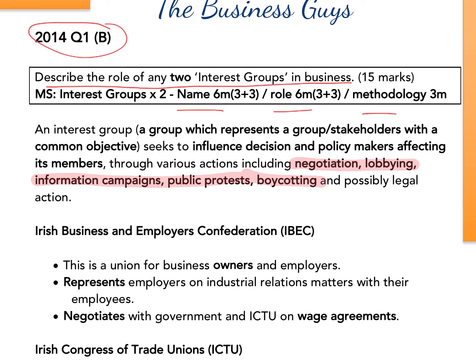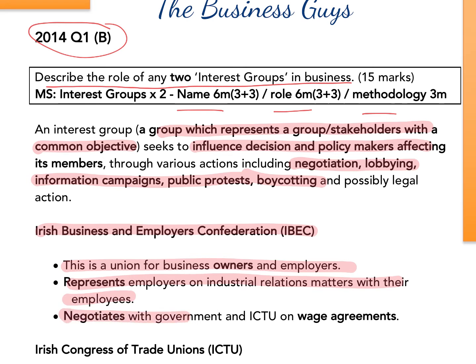An interest group can be a trade union, but not all interest groups are trade unions, because you have the likes of, say, Greenpeace or the Gaelic Players Association. They are interest groups because they represent a group with a common objective, and they try to influence decision makers. So we have examples of them. IBEC, you state it, you get marks. A union for business owners that represents them on industrial relations matters, negotiates with the government, anything like that. Knowing 2 would be important, like the ASTI or the TUI, the teacher union members, that you could mention either. The INMO were in the news recently enough, the Irish Nurses and Midwives Organisation.